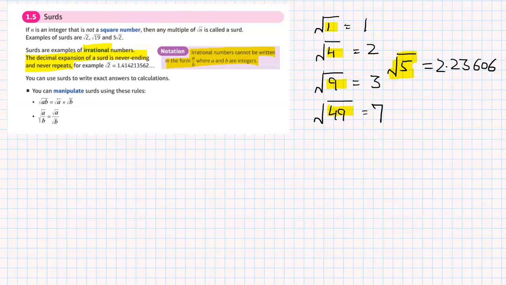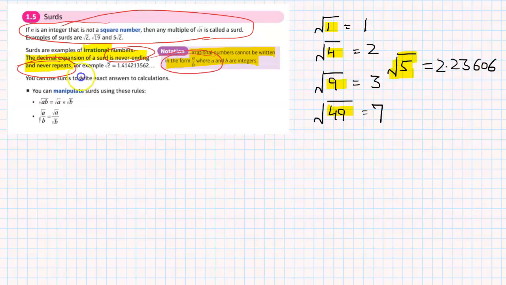So apart from this given definition, if n is an integer that is not a square number, then any multiple of root n is called a surd. They have added two things: never ending, never repeating, and cannot be written in the form of a over b. It's a bit complicated, but let's try to get this one.